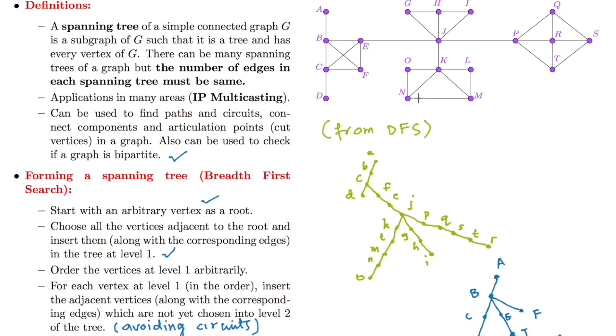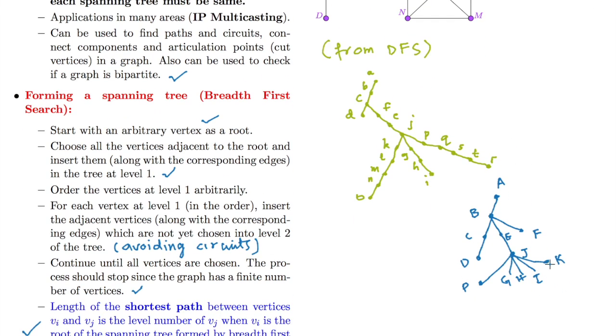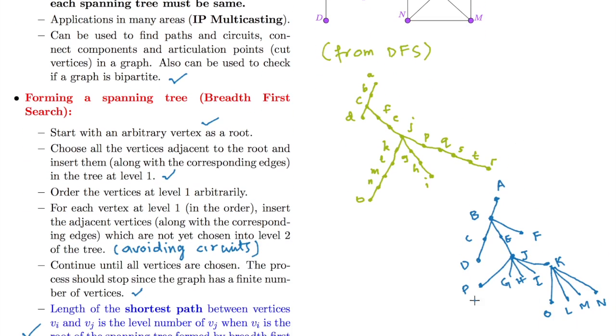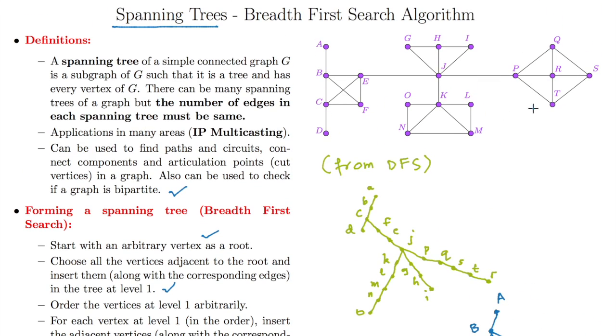O, N, L, and M. So for K I will write O, L, M and N. And similarly for P, I will write Q, R and T. And for Q, I will write S.